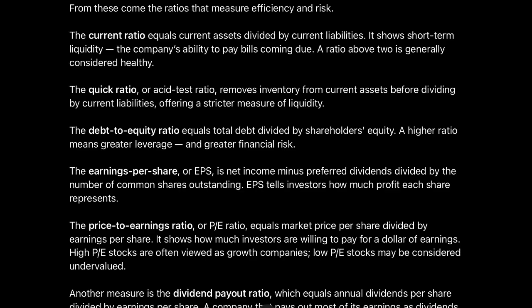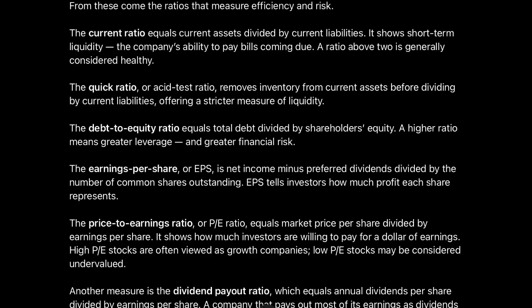The earnings per share, or EPS, is net income minus preferred dividends divided by the number of common shares outstanding. EPS tells investors how much profit each share represents. The price-to-earnings ratio, or PE ratio, equals market price per share divided by earnings per share. It shows how much investors are willing to pay for a dollar of earnings. High PE stocks are often viewed as growth companies. Low PE stocks may be considered undervalued.